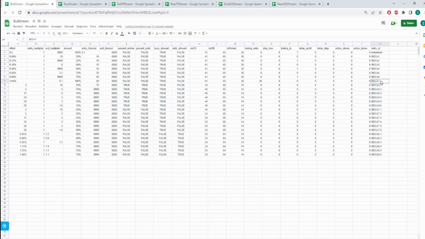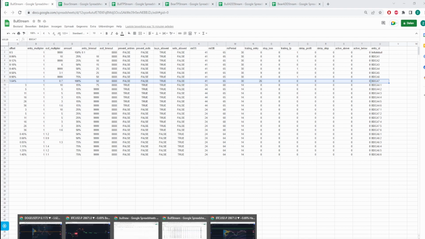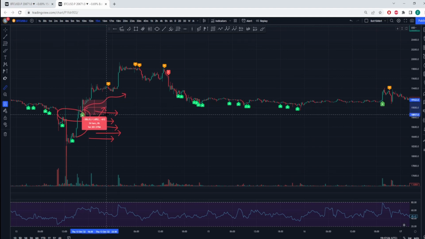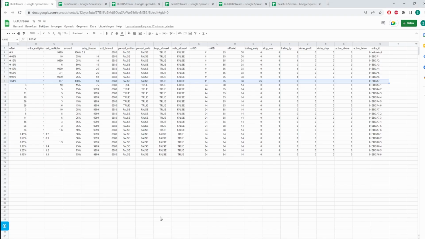And DCA7, which is the last in line, which is 1.6% below the entry point, which, let's go back to here. So if this is the bull signal, 1.6% below that would be somewhere here. Okay, so right here we'll have another agent. If this agent fills, we get more little children that start basically doing market making for us. Okay, so those are the DCA 7.1 up to 7.6.